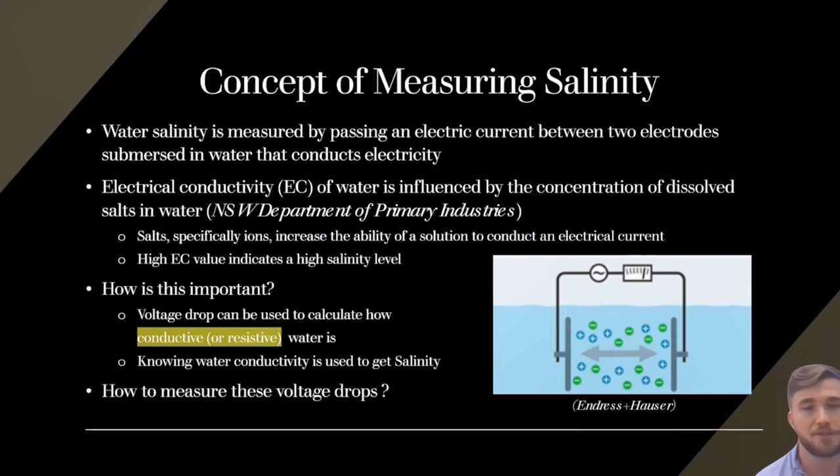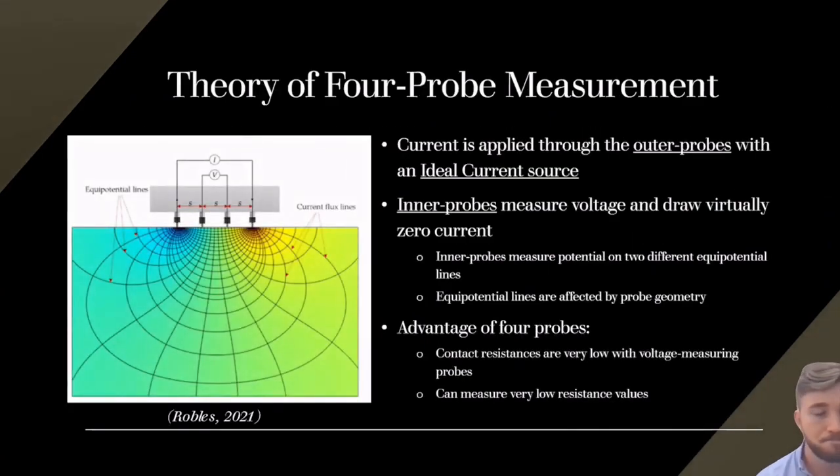So I want to discuss now, how do you measure these voltage drops and how can you begin to actually create a sensor which will measure this? And I want to discuss something leading into that, and it is a method of measuring electrical conductivity, which is a four-probe measurement, where you have a current applied on the outer probes with an ideal current source. And I will discuss more about the ideal current source.